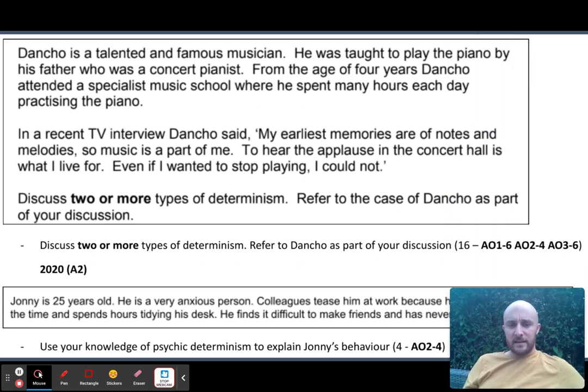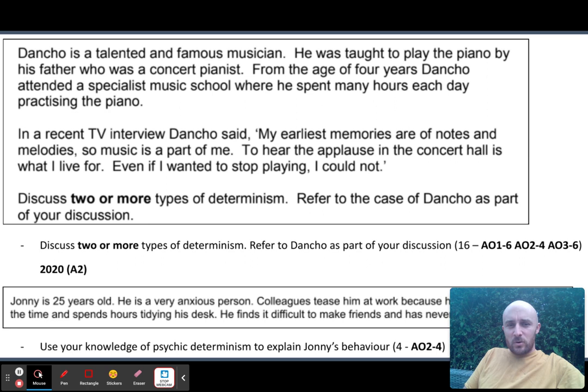Now, chances are, by the way, gang, you are going to be having a crack at, I'd say, this Dancho question up the top, just down here. It's a 16 marker. Dancho is a talented and famous musician and was taught to play the piano by his father, who was a concert pianist. Maybe Dancho is biologically determined by his musical genes, for example. From the age of 4, Dancho attended a specialist music school where he spent many hours each day practicing the piano. Maybe Dancho was a concert pianist because he was environmentally determined, because he would get applauded by his teachers for his good work. He got rewarded and he thought, I'm going to do it again because we learn from our environment.